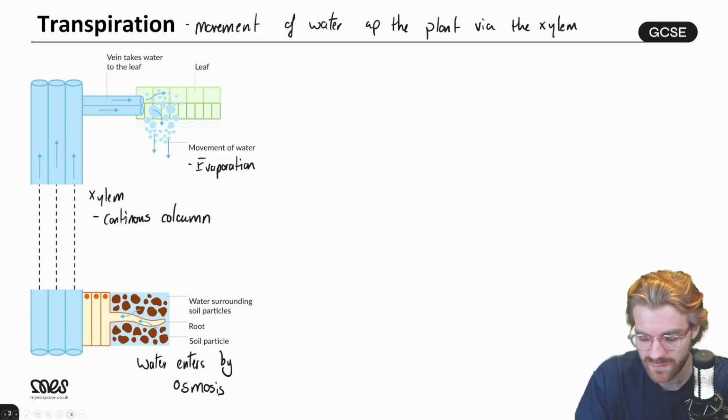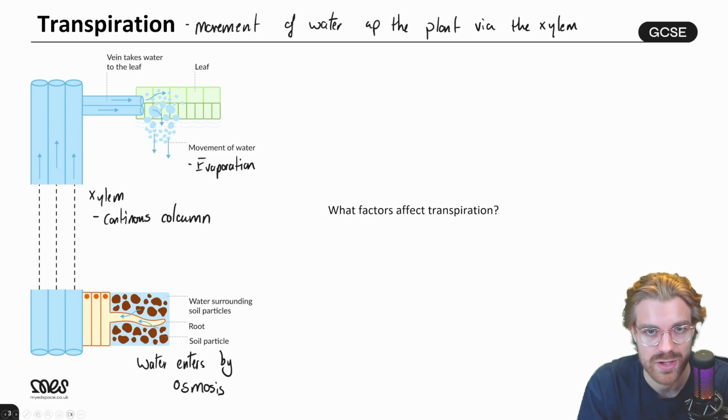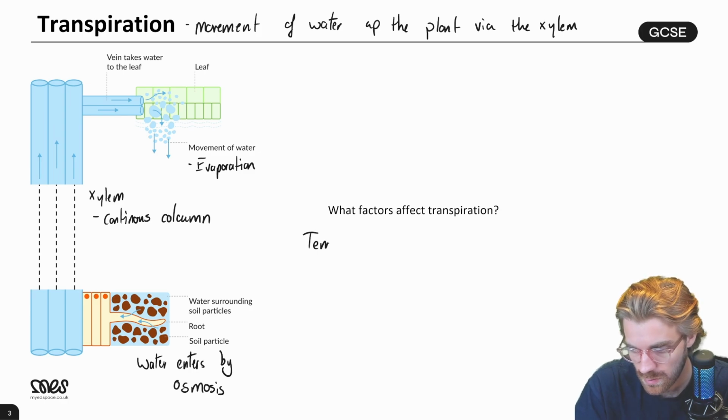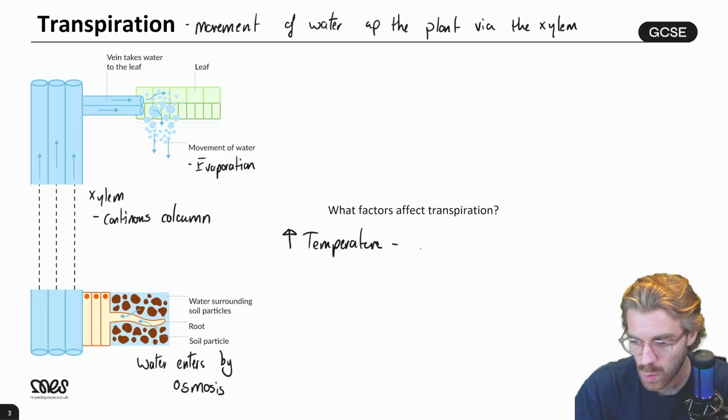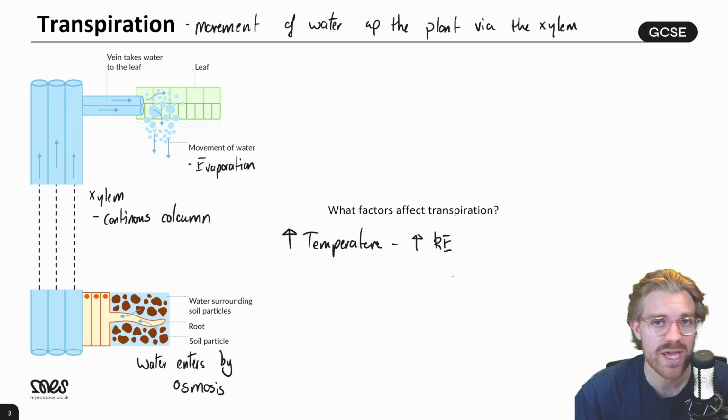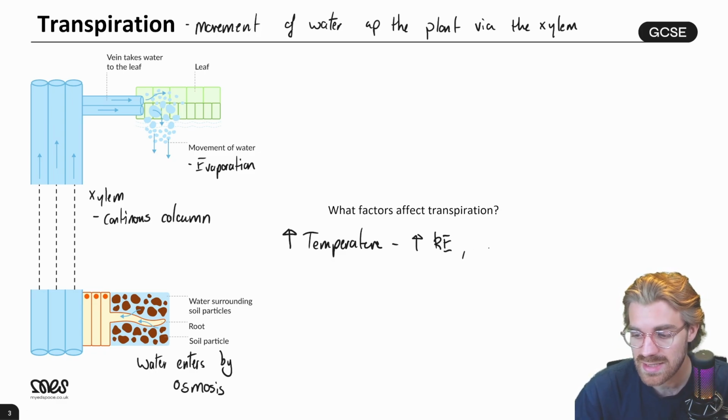So let's take a look at the different factors that affect transpiration. Well, one of those first factors is going to be the temperature. Now, the temperature of the surroundings is going to affect the evaporation because if we increase the temperature, we're going to increase the kinetic energy of the particles. And if we increase the kinetic energy of the particles, this is going to increase the evaporation.